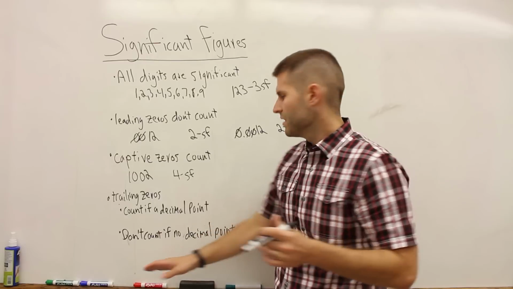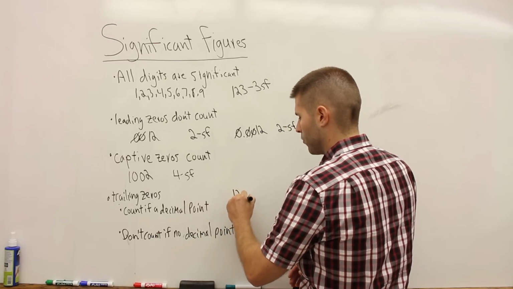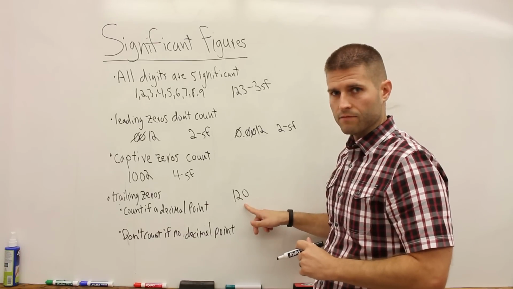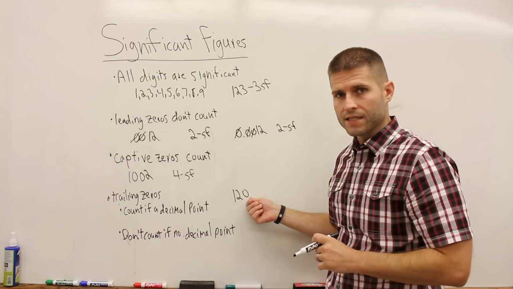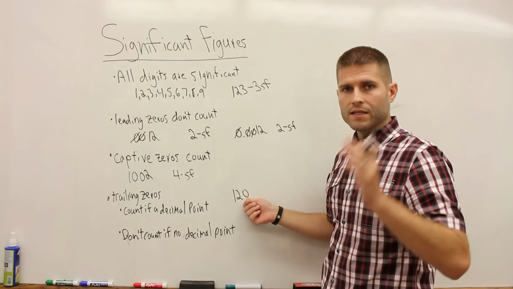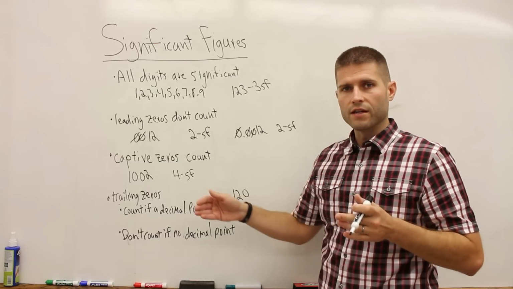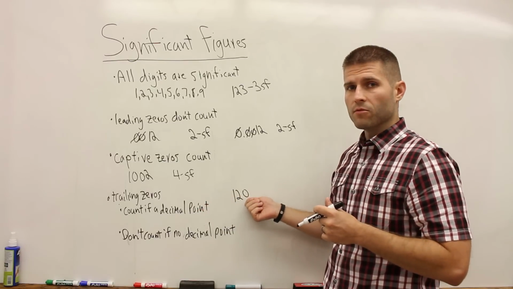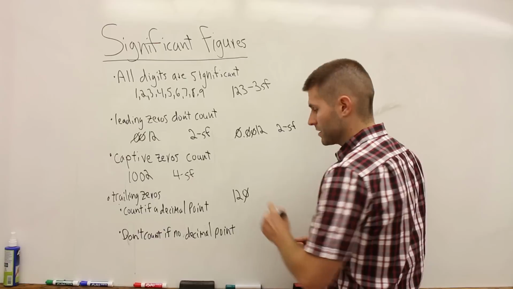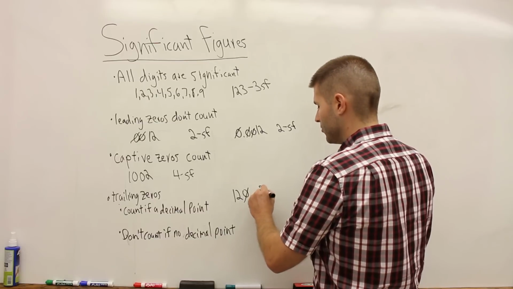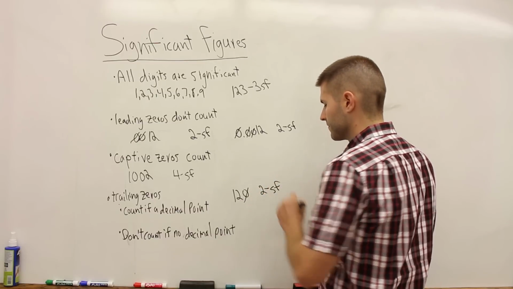So what does that mean? Well, if we take the number 120, there is no decimal place present here. I'm not showing a decimal place. This is a trailing zero, it is the last number, it's a 0 at the end of a number, and since there is no decimal point, it does not count. What that means is 120 only has 2 SigFigs.